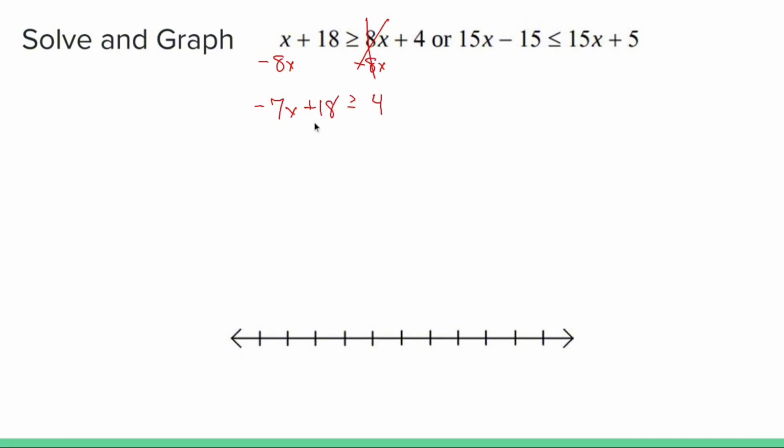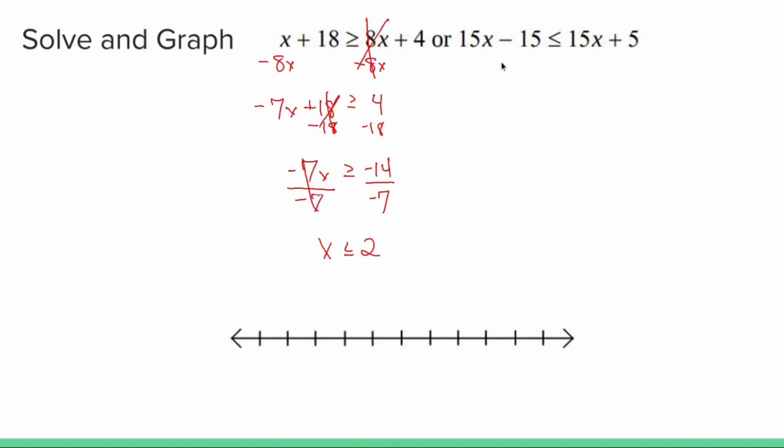Now it's a two-step inequality. Subtract 18, cross you out, drop down to -7x is still greater than or equal to -14. Now, the next step is to divide both sides by -7. Whenever you multiply or divide an inequality by a negative, you must flip the sign like that. And so this guy started out like this and ended up like x is less than or equal to 2.